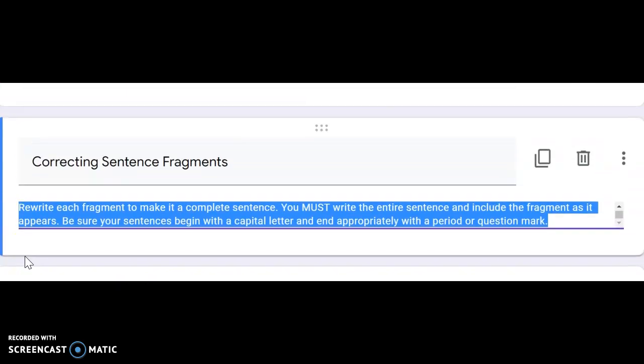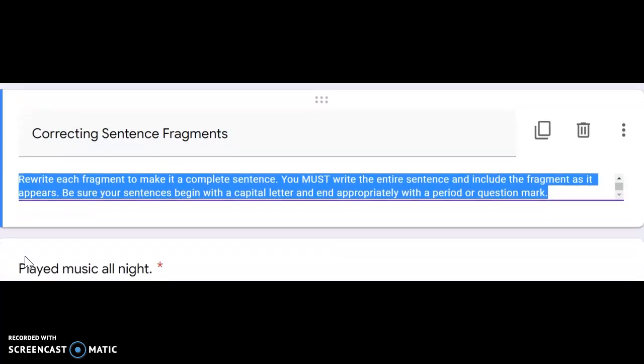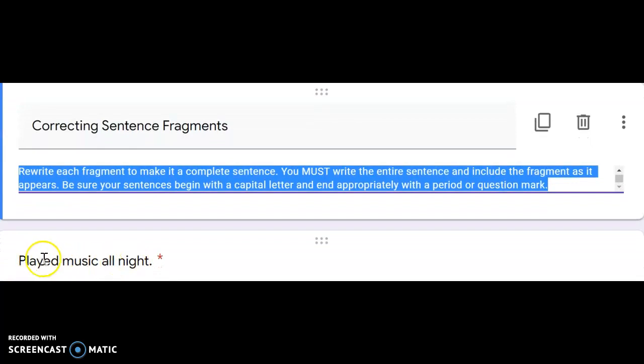So it doesn't need to be capitalized unless it's a proper noun. So be very careful. Pay attention to those things. You're only writing a single sentence, but make sure that it's capitalized at the beginning. It has end punctuation, so a period or a question mark, and that you've written the whole sentence and you haven't changed it around. So whatever I've given you as a fragment needs to stay intact the way it is. So for played music all night, don't change this around.